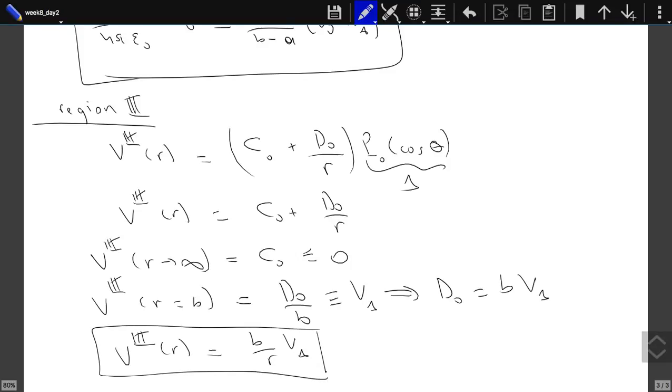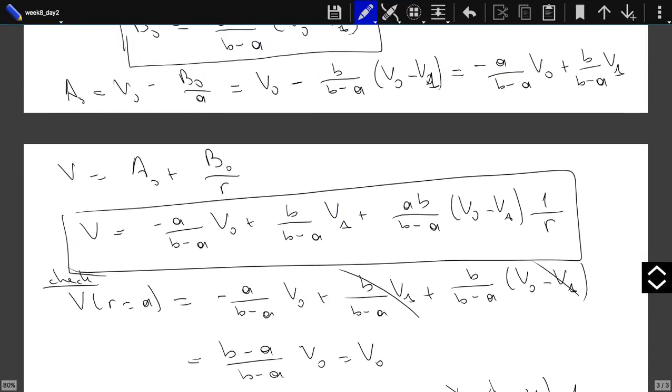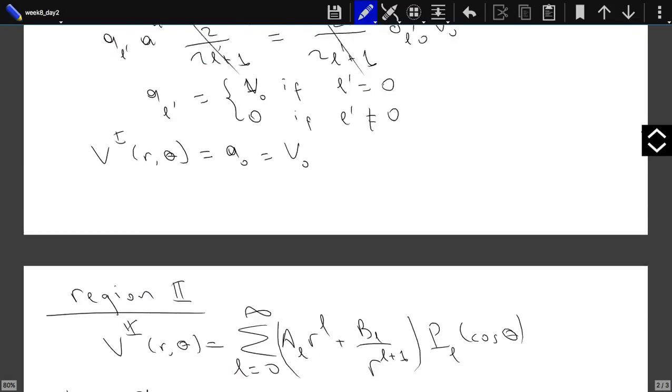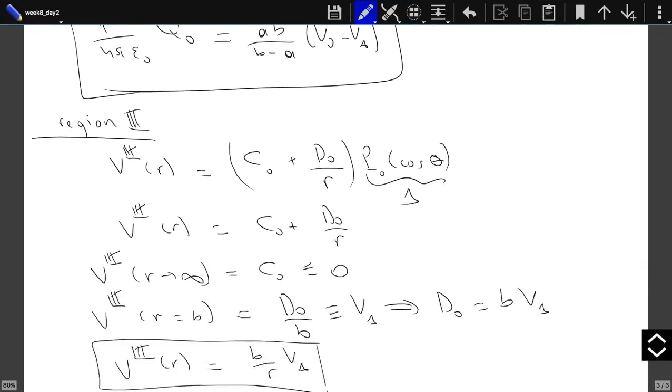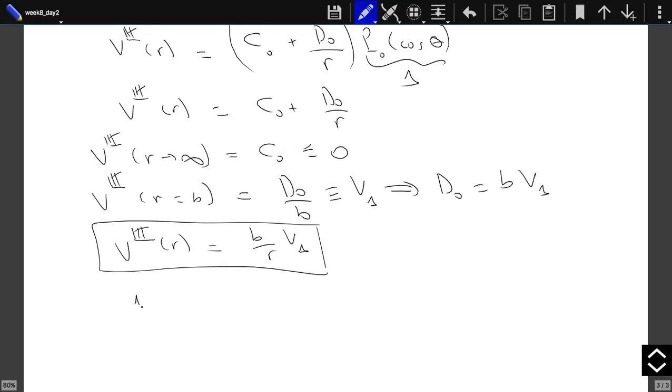Now we have determined the potential everywhere. This is the potential in region 3. Here we have the potential in region 2, and here we have the potential in region 1. Well, this will still be 1 over 4 pi epsilon 0, Q0 plus Q1. This is the total charge, because the potential outside, the position dependence, will be due to the total charge. This should be equal to B times V1.